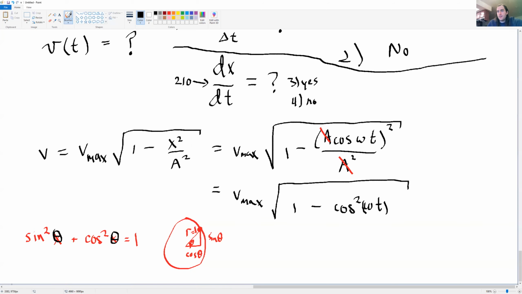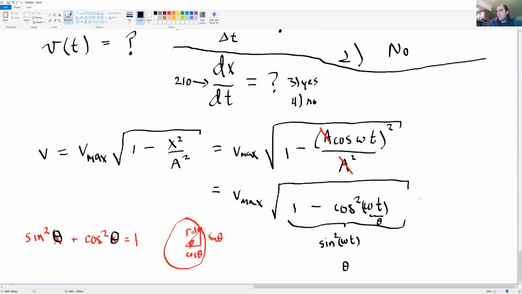So the x coordinate is cosine theta, the y coordinate is sine theta. If I do the Pythagorean theorem, I get cosine squared plus sine squared equals 1. So this term right here, if I treat omega t as theta, will give me sine squared theta. Well, theta is omega t, so let's put that down there. Omega t.